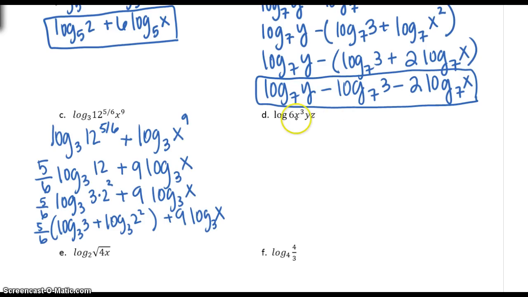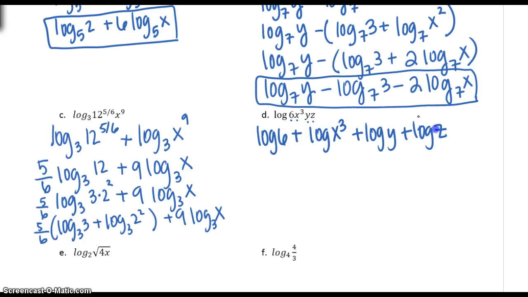So let's talk about D. This one looks pretty easy to expand. There's multiplication, multiplication, all the way across. So we're going to have a couple of things we'll break apart. We've got the 6, plus we've got the log of x to the 3rd, plus we have a log of y, plus we have a log of z. All right, and then the only thing we have to do is pull down that exponent. Now 6 does break up into 3 times 2, so let's go ahead and take care of that right now. So there's that, and then we'll bring this down.